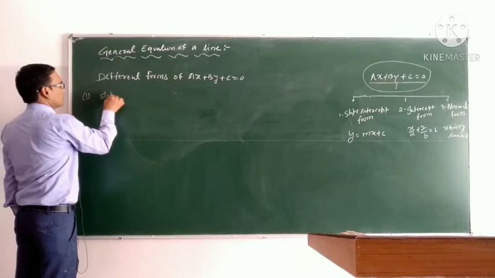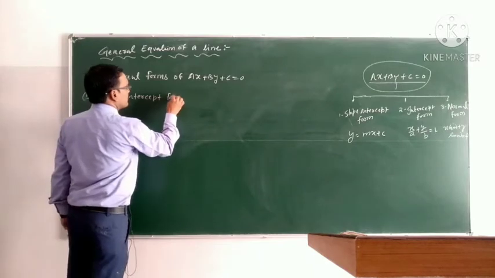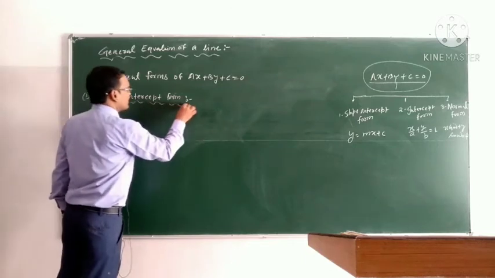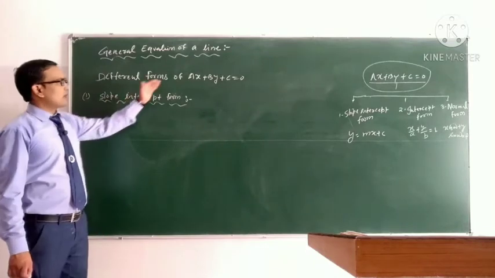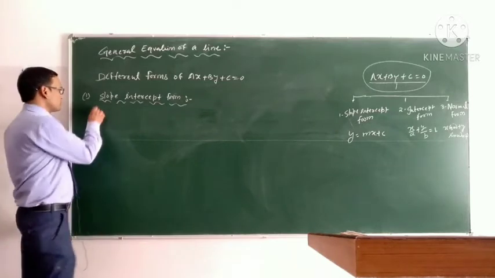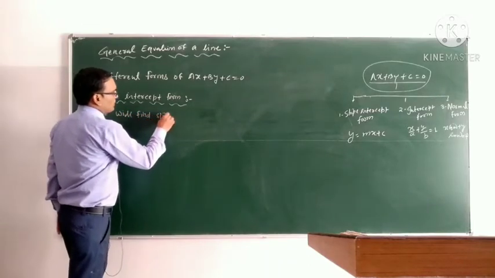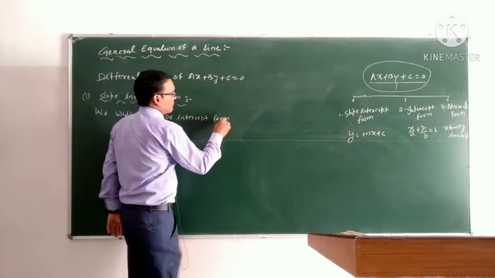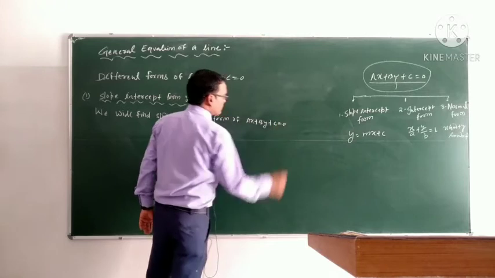First is the slope intercept form. That means we will find the slope intercept form of ax plus by plus c equal to 0.